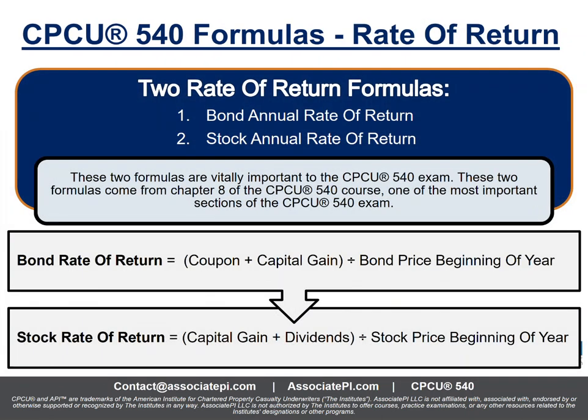So that was number 2. Now number 3, the third most important formula, or a group of formulas, is annual rate of return. So there are 2 rate of return formulas that you need to memorize. You need to know the bond rate of return and stock rate of return. These 2 are the most important from chapter 8 of the 540 exam. So you have to know how to calculate these 2.